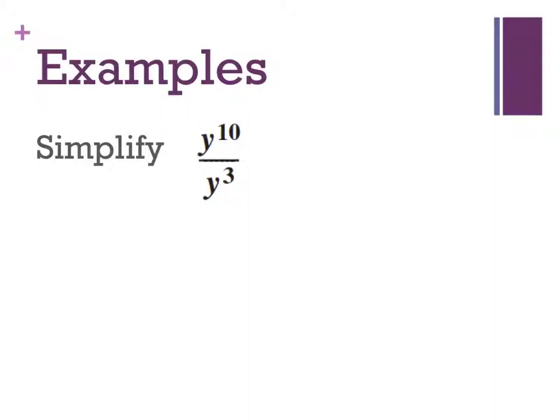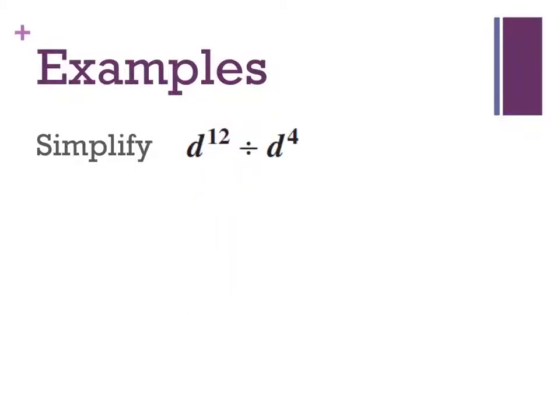Let's have a look at a few examples. It says, simplify y to the power of 10 divided by y to the power of 3. If I've got a 10 on the top and a 3 on the bottom, I check my bases are the same. Yep, more good. That means I can simply do 10 subtract 3, so that becomes y to the power of 7.